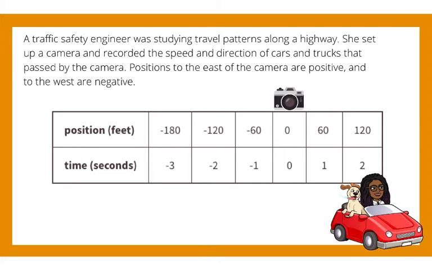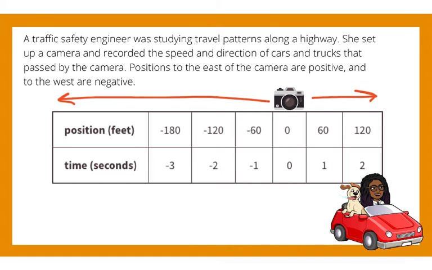A traffic safety engineer was studying travel patterns along a highway. She set up a camera and recorded the speed and direction of cars and trucks that passed by the camera. Positions to the east of the camera are positive and to the west are negative. To make this a little easier to understand, I put a little picture of a camera up there so we know where it is and how it relates to this scenario. They told us in the introduction that positions to the east of the camera are positive, and positions to the west of the camera are negative. And we can clearly see this just by looking at our table, right?